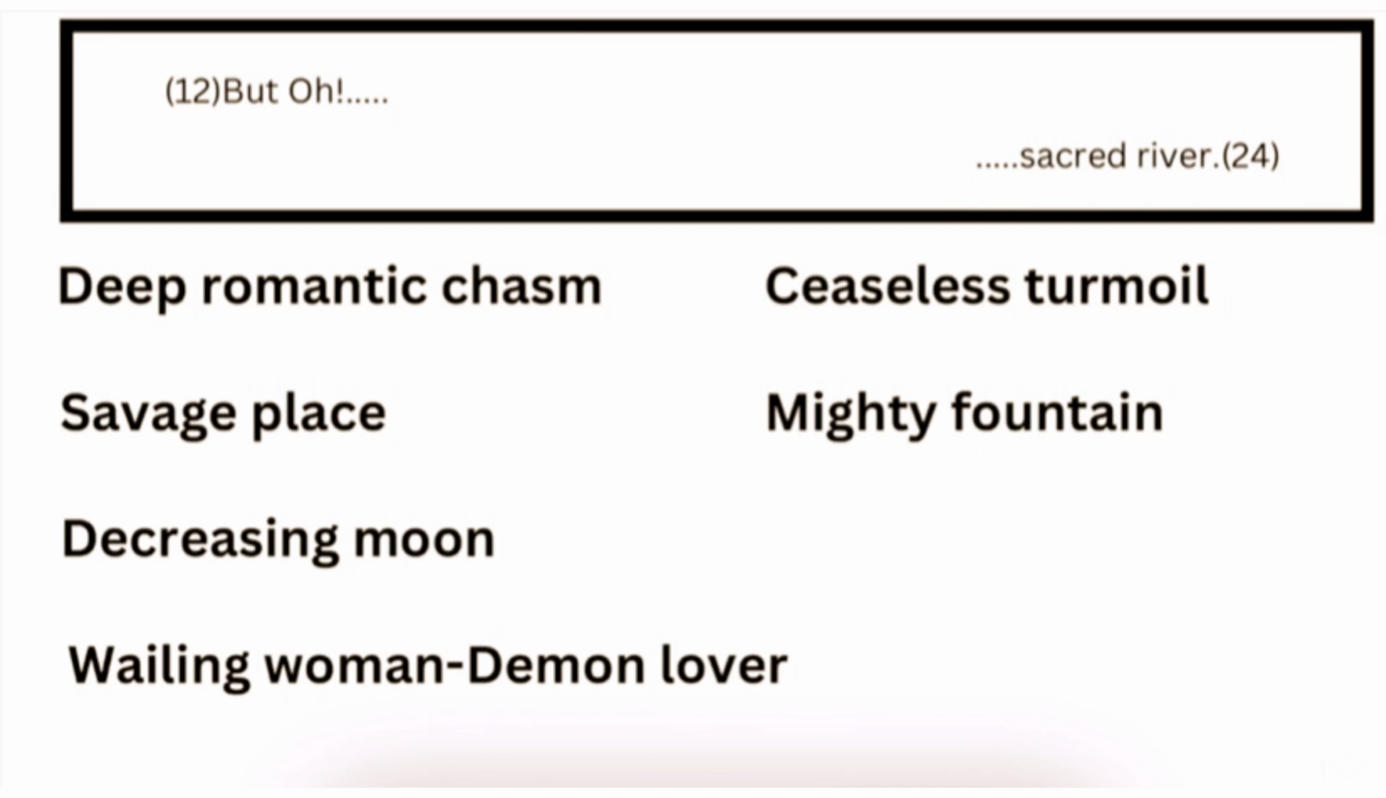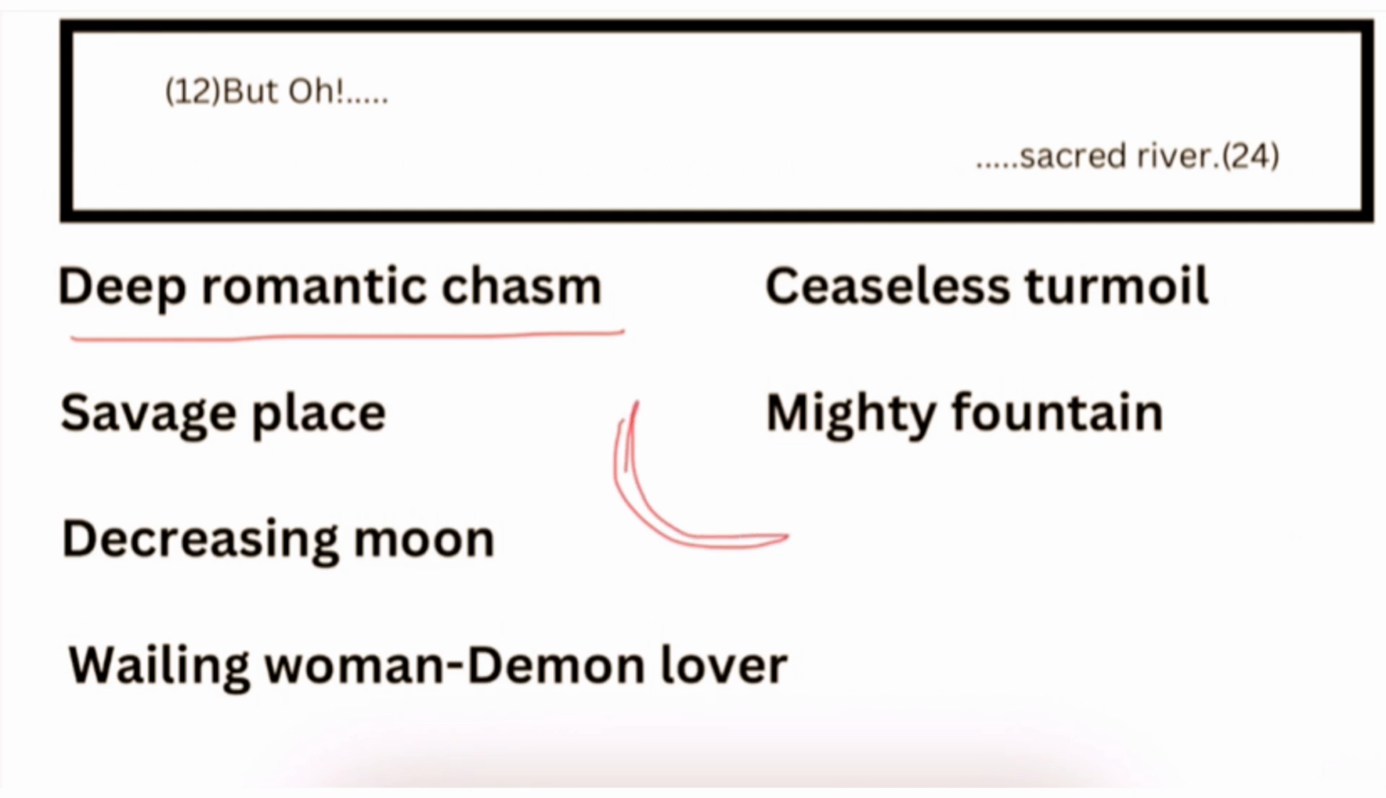Next, Coleridge talks about this deep romantic chasm. Chasm is an opening inside the earth. To translate the word chasm into Hindi, the closest translation is darar. So yes, there's a deep romantic chasm, and Coleridge calls it a savage place. He compares this place to a place where a crying woman would be searching for her demon lover because the demon lover, after making love with her, has deserted her. And the imagery in the background is that there is a decreasing moon or the waning moon, which is a moon which is only slightly visible.